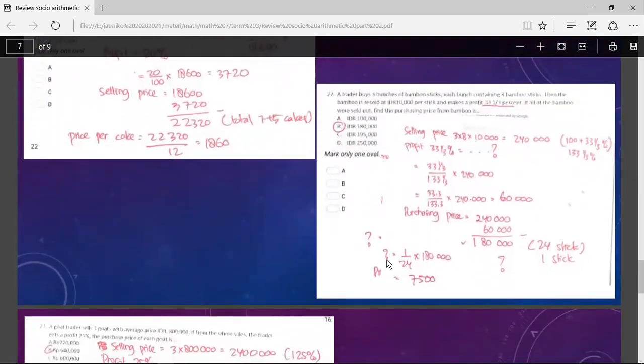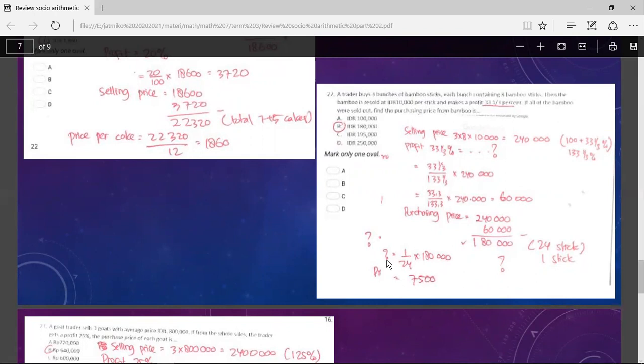Next, for number 22, here we have a seller that sells bamboo sticks. They buy 3 bunches of bamboo sticks. Each bunch contains 8 bamboo sticks. So in total we have 3 times 8, or 24 sticks.